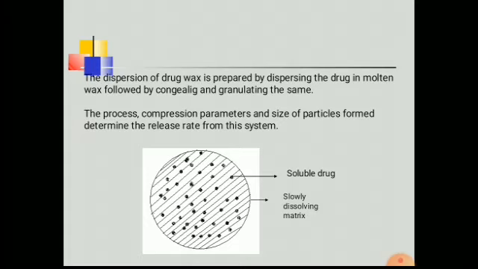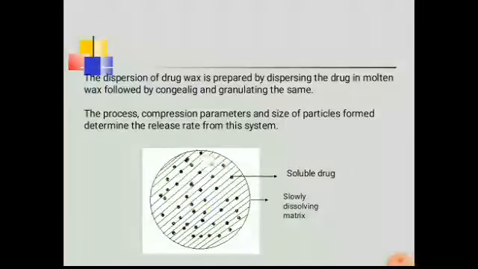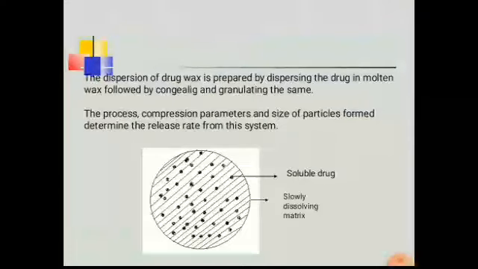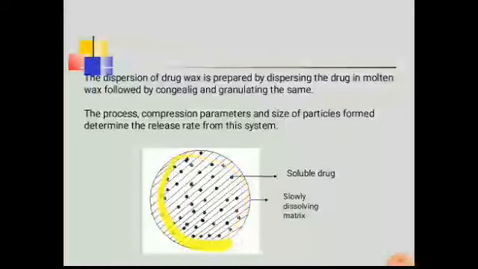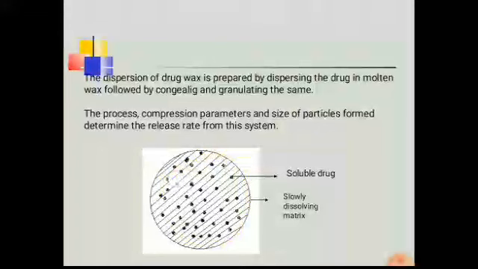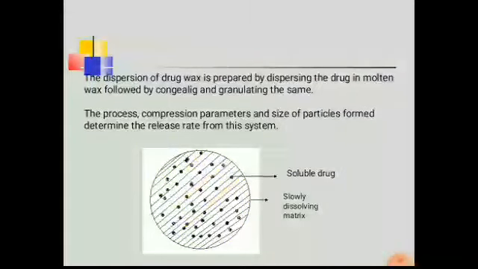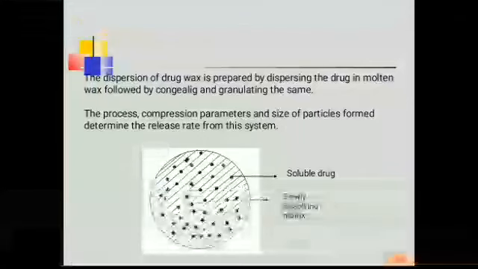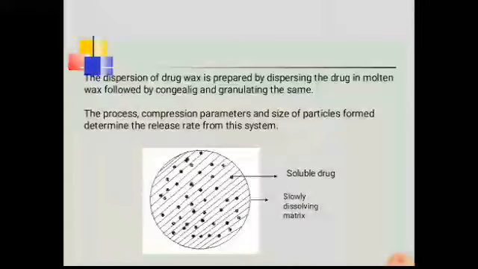Okay, so this is the diagram. You can observe here. It is not like a drug particle coated with a polymeric membrane. It is not like that. Here, the round, circular particle you are observing is called the matrix. In this matrix the drug is completely dispersed, completely embedded, stuck.